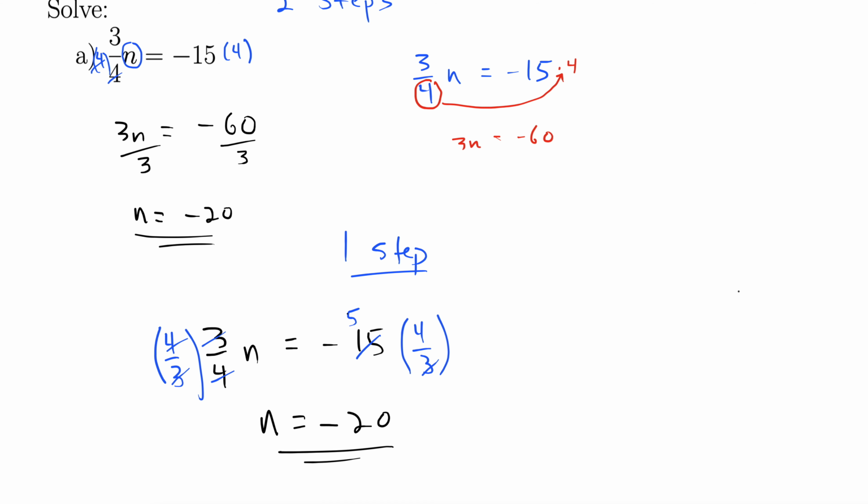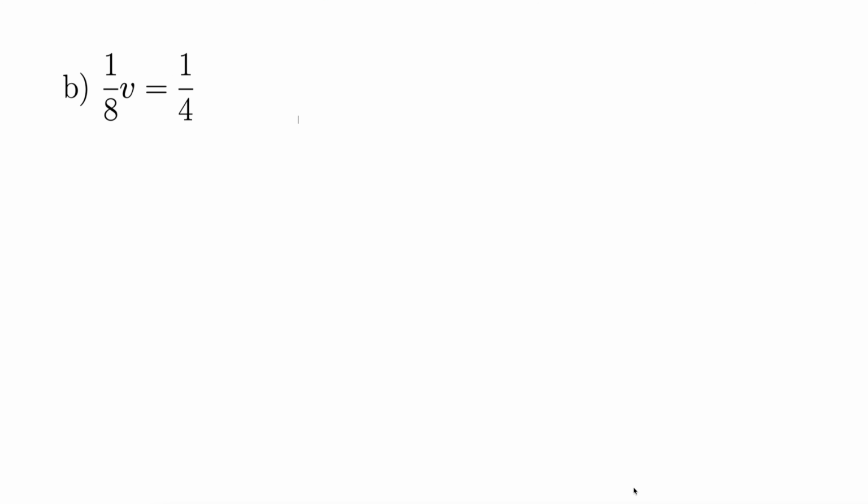Let's try another one. Here we have 1/8 v equals 1/4. We're solving for v. So let's take this 8 in the denominator and move it up to the other side. Mathematically, we're multiplying both sides by 8. Intuitively, you take that denominator, bring it up to the other side. That leaves us with 1v equals 1/4 times 8. The 4 and the 8 divide; 8 divided by 4 is 2. So v equals 2.